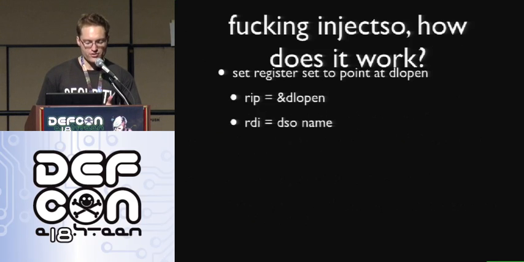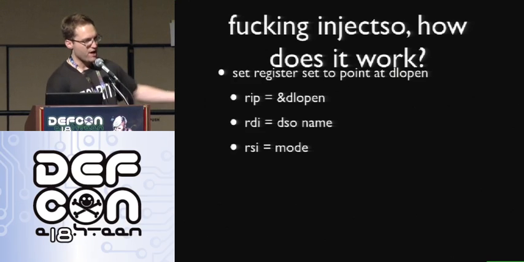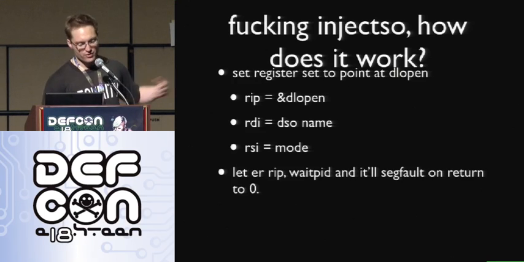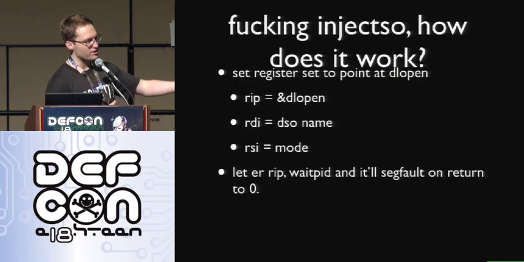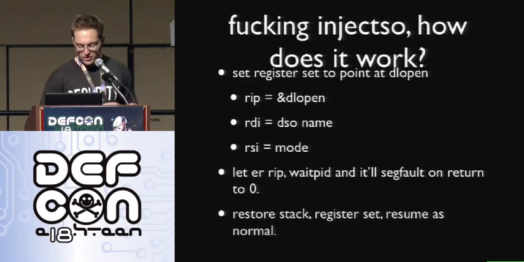So you have the instruction pointer pointing to the address of dlopen. You set up the arguments, so you have the path to the shared object, the mode stored in RSI, and then you just let it rip. Okay, so you waitpid, and then eventually it'll segfault, because once dlopen's done, it'll load in this library that you want it to load in, and then it'll segfault because the saved return address is 0.